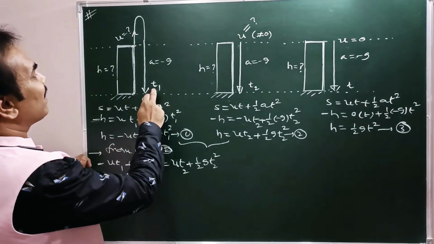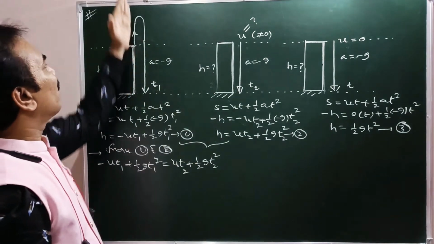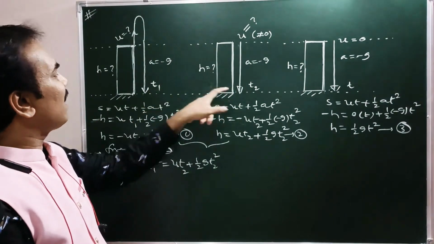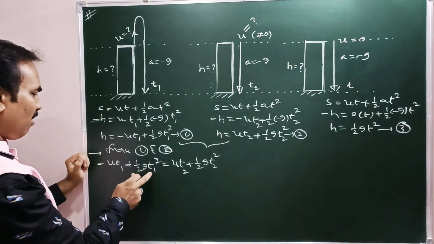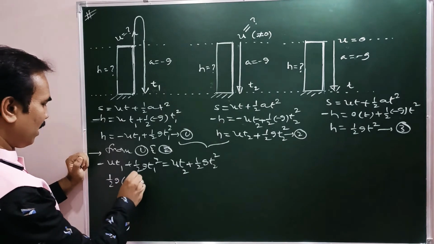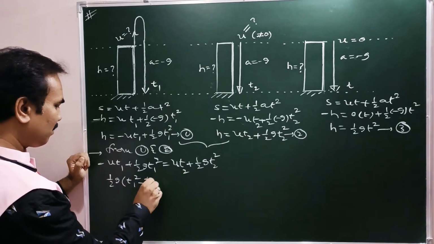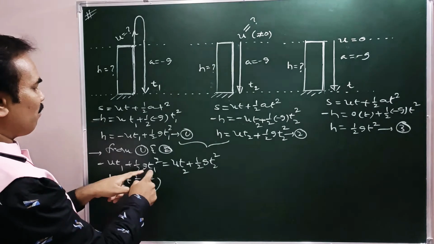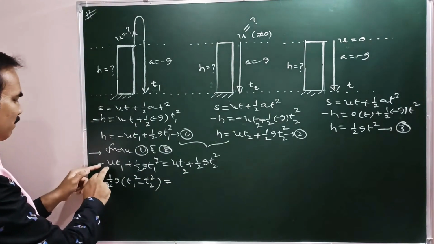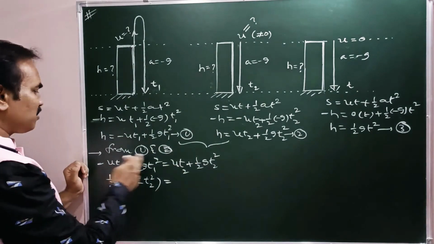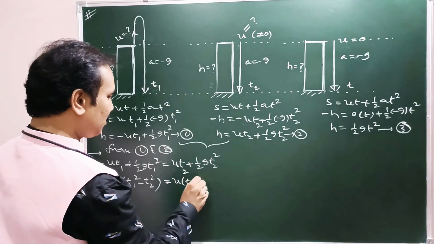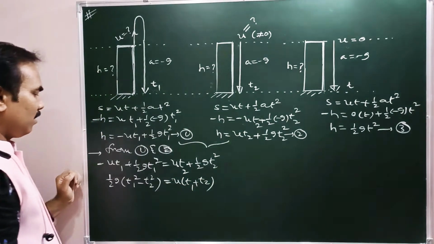Now see, t1 is greater than t2. Why? Because in one case your body is projected vertically upwards, and in the other vertically downwards. So usually t1 is greater than t2. Therefore half g is common: half g into t1 square minus t2 square. Take the minus ut1 onto the RHS, that is plus ut1 plus ut2. So u is common here, u into t1 plus t2, right?